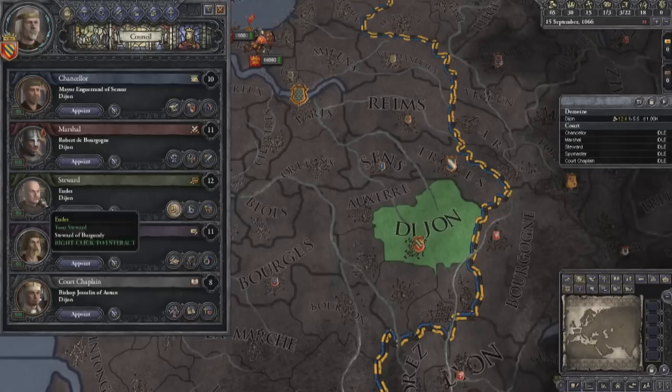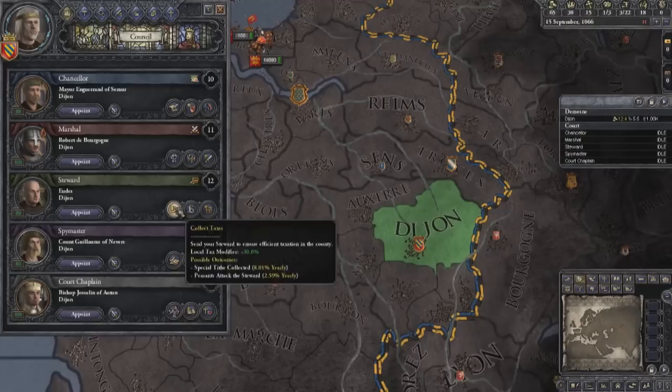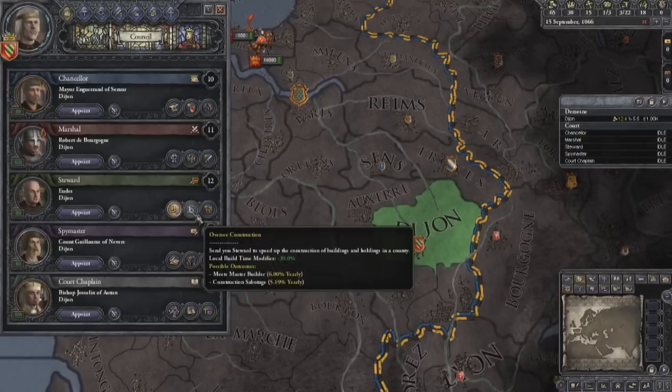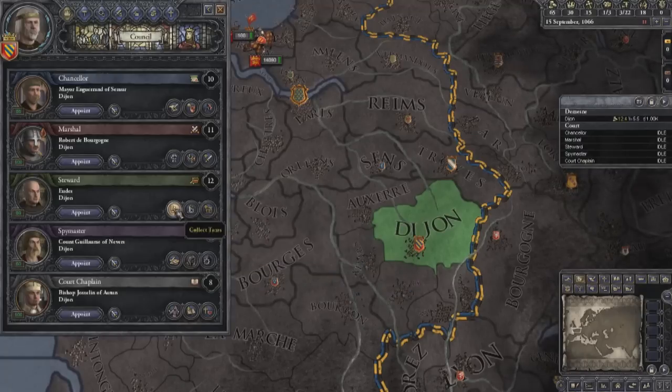which is okay sometimes. Your steward is associated with your stewardship. He can collect taxes, gets you more money. He can oversee construction, which makes you build things faster. I usually don't use that. Or research economy tech. About 99% of the time, I have him collect taxes in my capital.